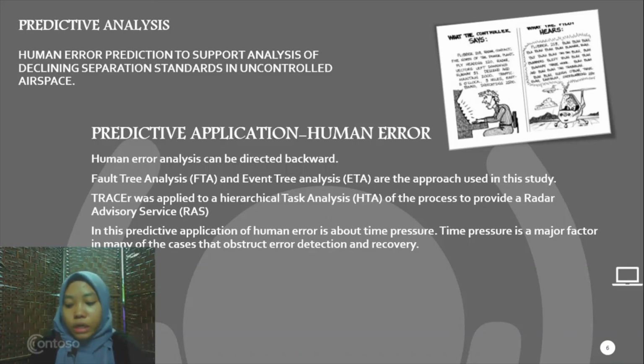The error may occur in judgment, memory, communication, and visual perception. Visual perception means the brain's ability to make sense of what the eyes see.